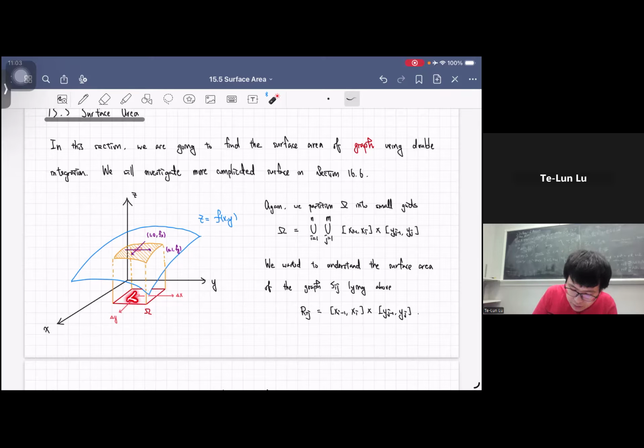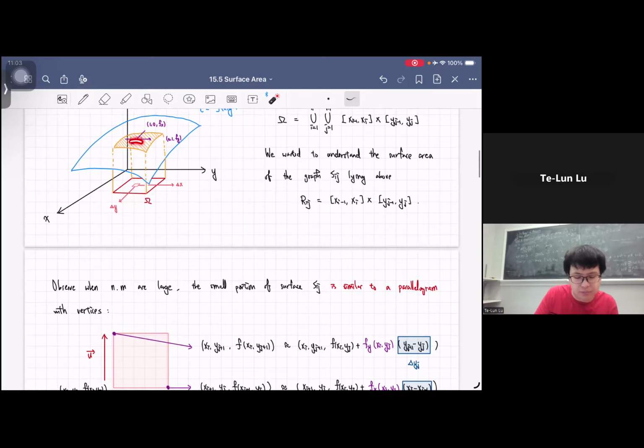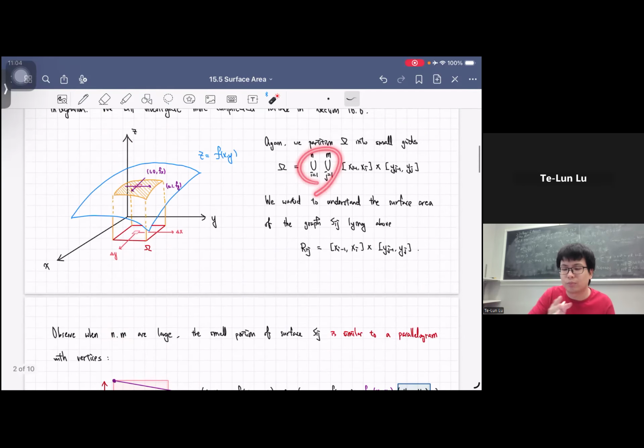Now we project this up to the surface and we get a small region on the surface, which we can compute. Let us denote that small surface by S_ij. So how do we compute S_ij? Let us look closely at this small surface area S_ij. When n and m are large, meaning that your mesh is really, really small, you partition your domain omega into very, very fine pieces.